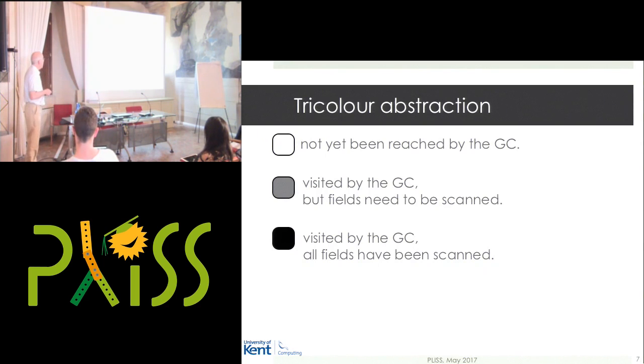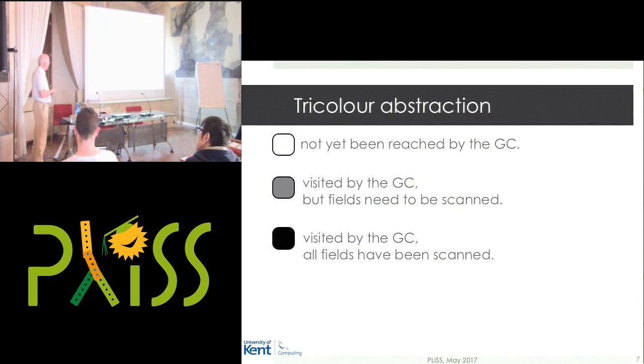So this is the tricolour abstraction. It's very old. It's due to Dijkstra in about 1978, and he proposed that we think of objects in terms of 3 colours. The first one are ones that have not yet been reached by the collector. The second one is ones that have been visited by the collector. These are the grey objects, but their fields need to be scanned. And once we start talking about concurrent collectors, we see that objects may revert from one colour to another because there's been some action by the user program, which has changed the shape of the graph, and maybe we need to look at these things again.